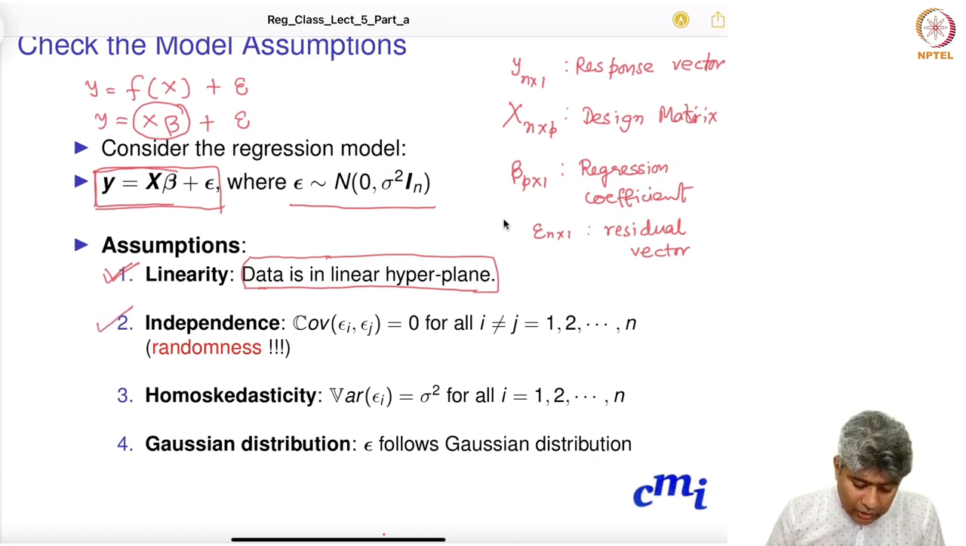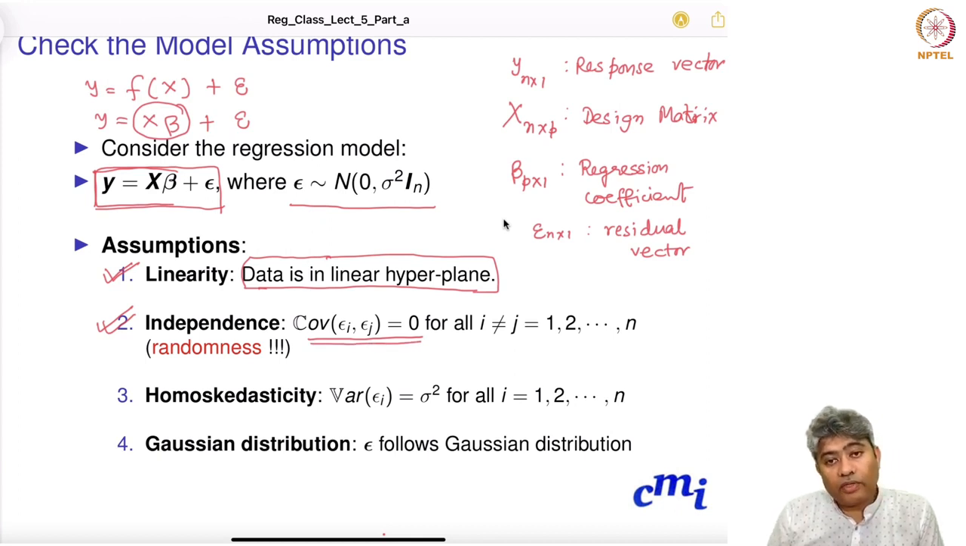The second assumption is independence. When you assume independence, that means the residual of the ith observation and the residual of the jth observation have covariance 0, they don't have any correlation. They are independent. Conditionally the observations may depend, but the residuals will be independent.